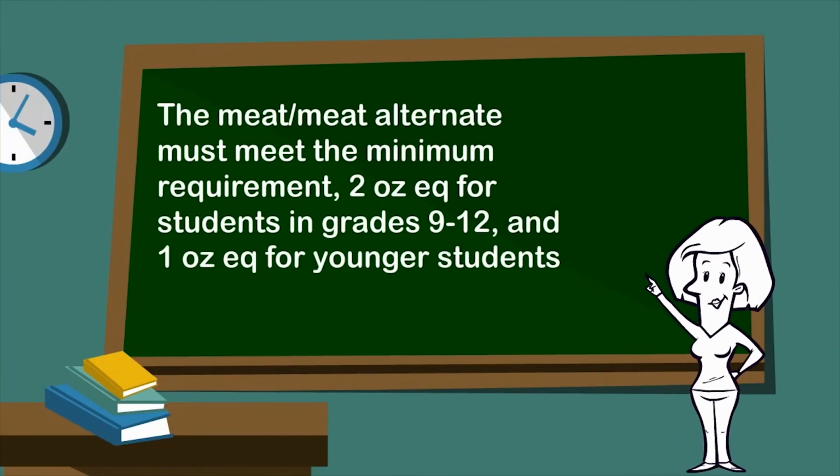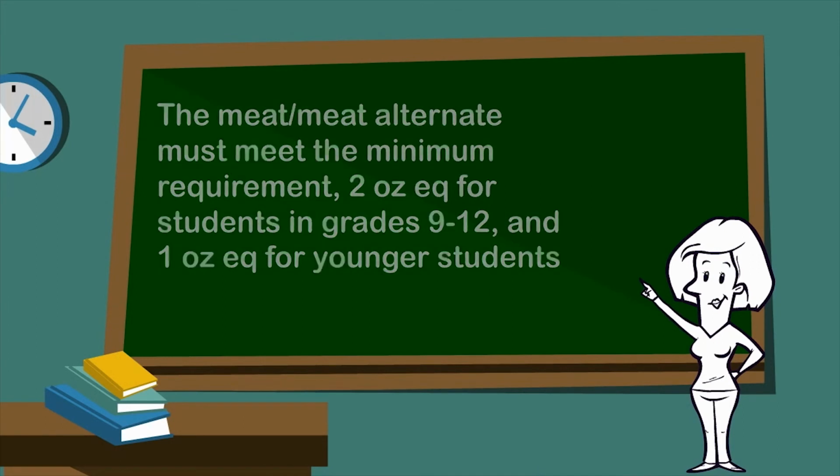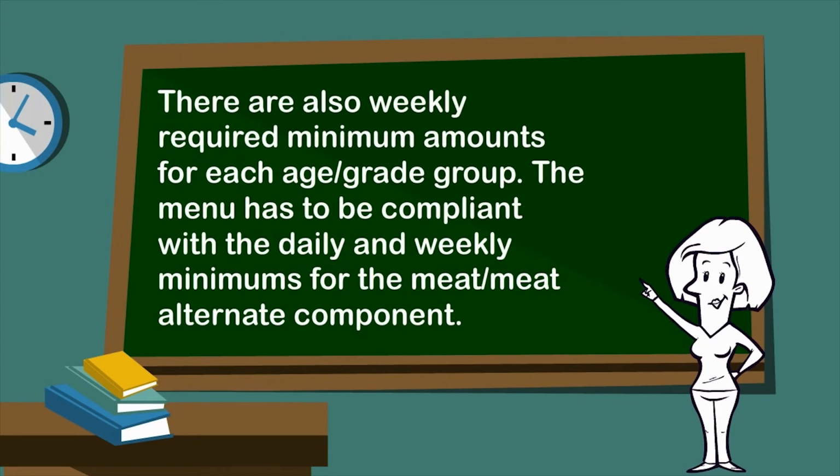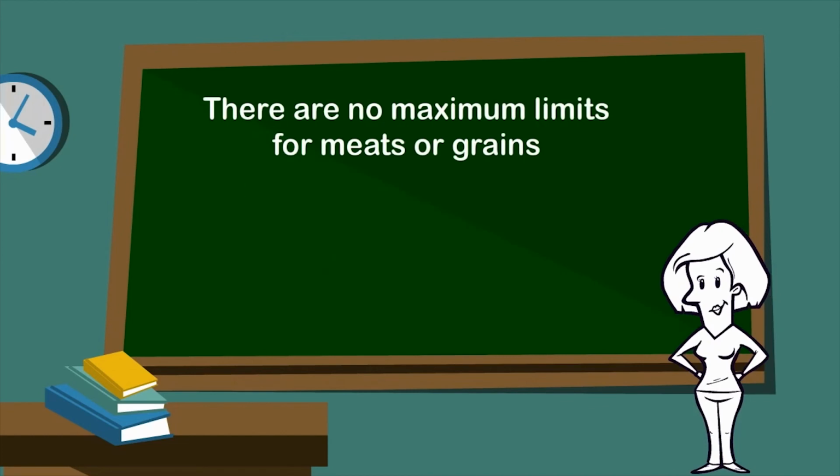The meat alternate must meet the minimum requirement, which is 2-ounce equivalents for students 9 through 12, or 1-ounce equivalent for younger students. There are also weekly required minimum amounts for each age and grade group. The menu has to be compliant with the daily and weekly minimums for the meat alternate component. There are no maximum limits for meats or grains, although calorie limits are still in place for each grade group.